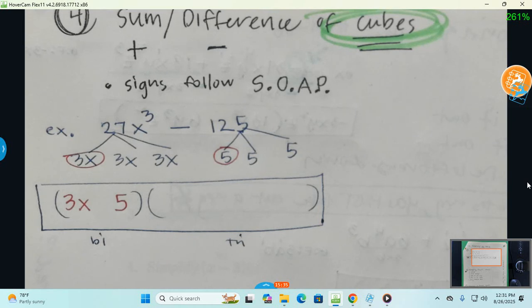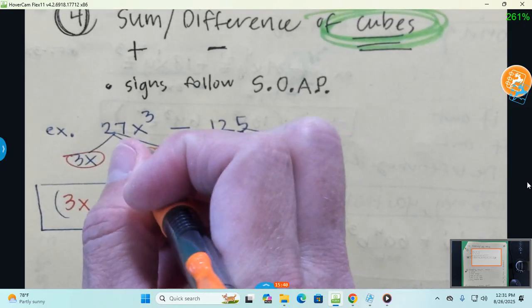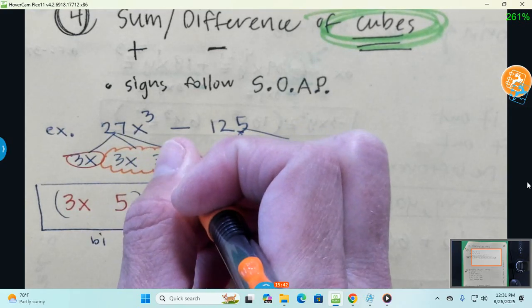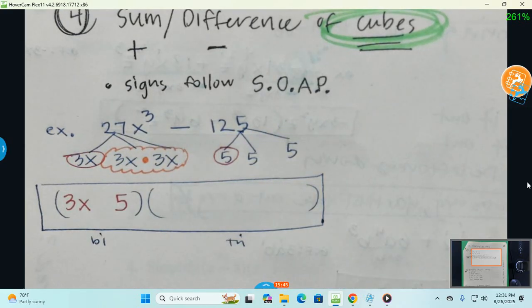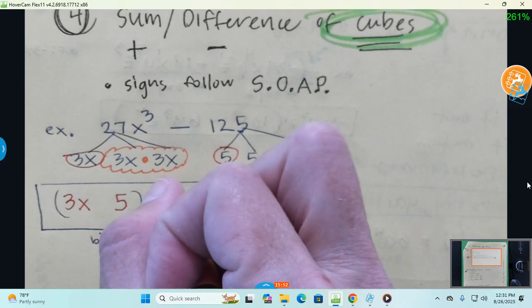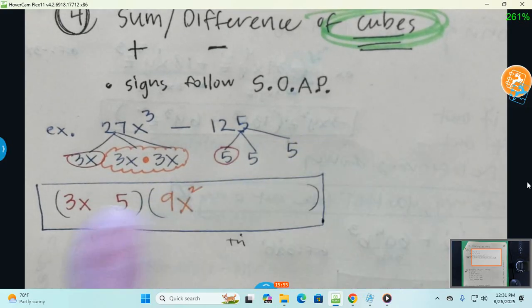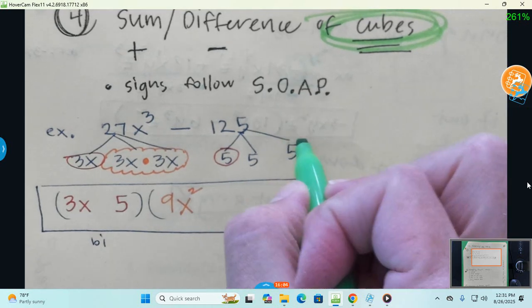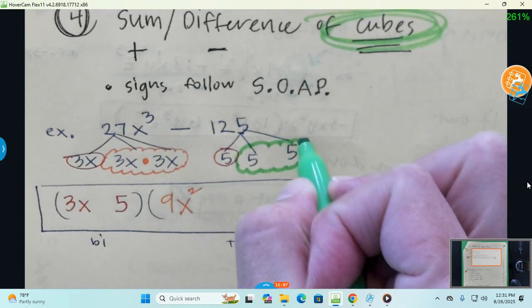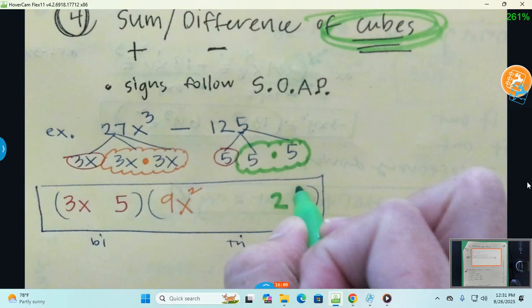All right, let's change colors. Next, you look at the leftovers at the front. So in other words, what was left over up here? Well, I have a 3x left over and a 3x left over. This is where your rules for monomials from last week catch up with you. So 3x times 3x is 9x squared. So the leftovers from the front drop down into the front. Where do you think the leftovers from the back are going to drop down to? The back. So the leftovers from the back, which is 5 and 5, drop down to the back.